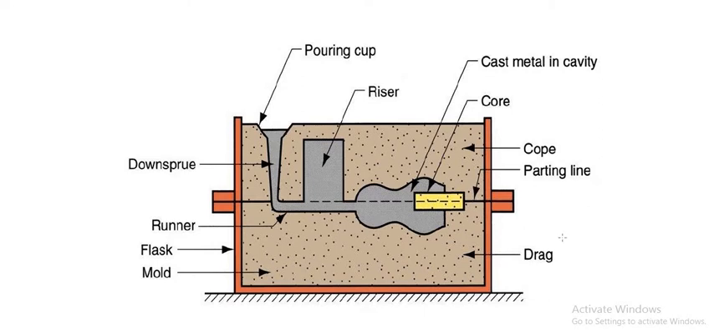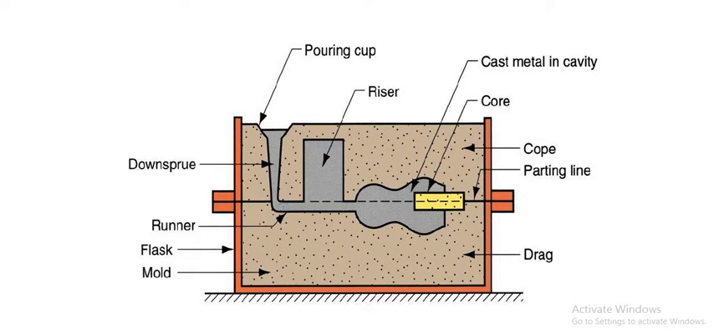Then this one, the mold cavity. This is the addition of the mold materials and the core; as a whole, the combination of the mold material and core is called the mold cavity. Then a riser. Why is the riser given? It is an additional support or gap provided here to minimize the voids which can be produced during the casting process. This is called the riser.